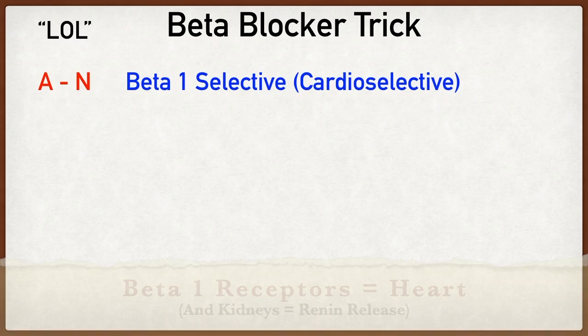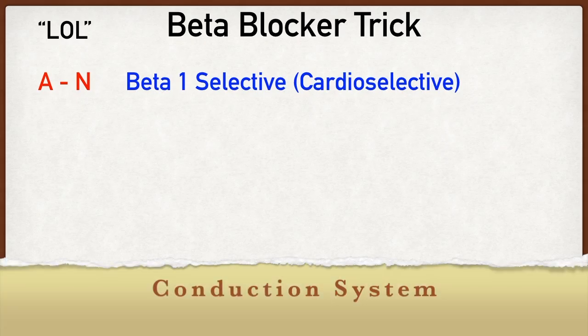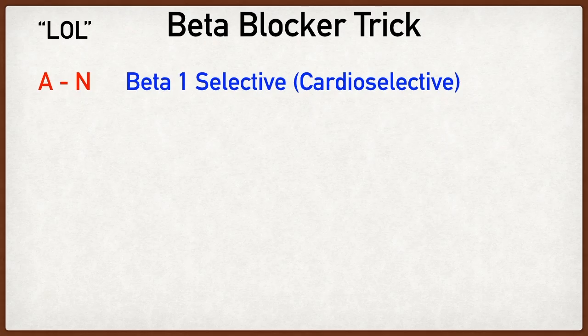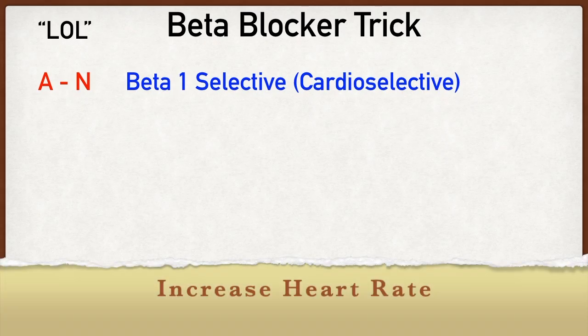First, they're located in the conduction system, which will increase the SA node automaticity, as well as the conduction velocity through the AV node. And together, this will increase heart rate.